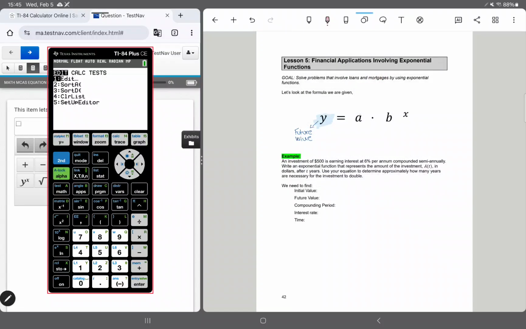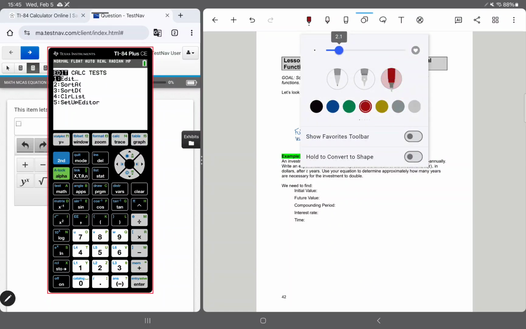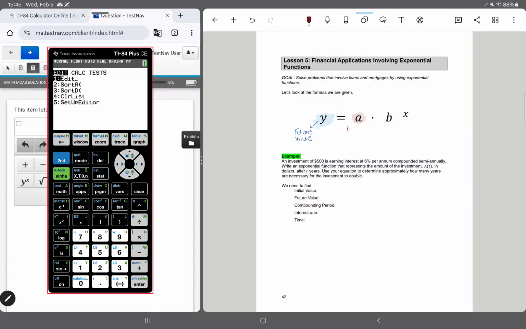A, because A is our y-intercept, it's always our starting point, our initial value. How much money did we first invest? How many bacteria did we start with? What was our starting population? This is also sometimes called the present value.